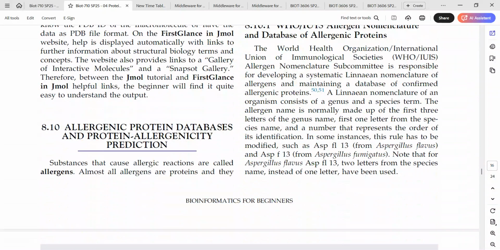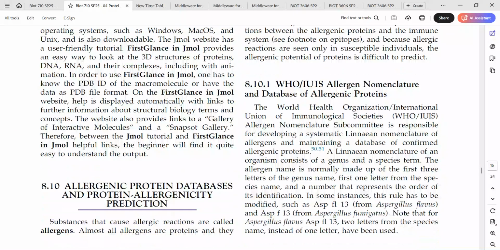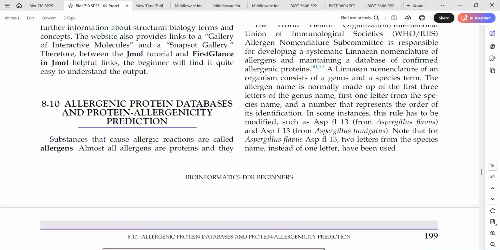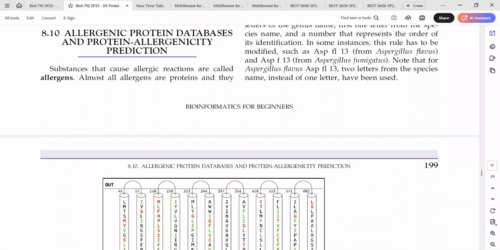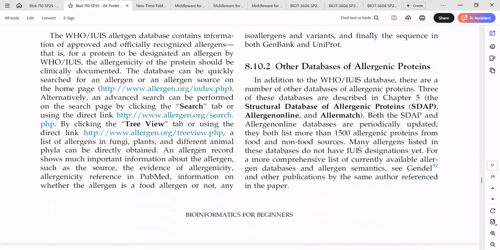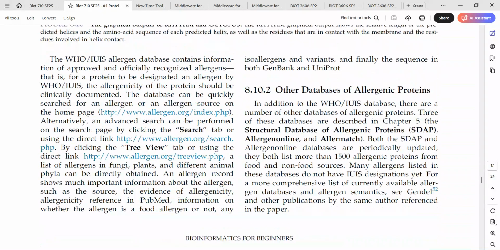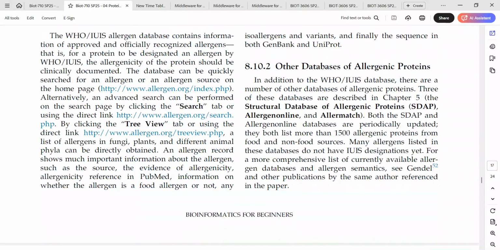Allergenic protein databases. Substances that cause allergic responses are called allergens. The allergic response in the immune system is the production of IgE immunoglobulin E after an allergen enters the body. So for the specific proteins involved, we have the databases, the nomenclature for writing the allergen protein, and the Structural Database of Allergenic Proteins, SDAP.